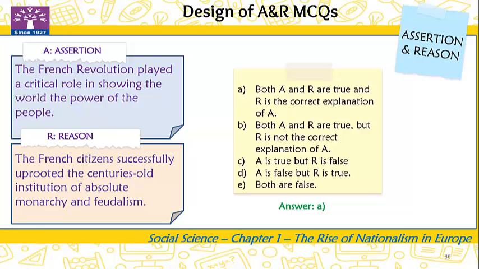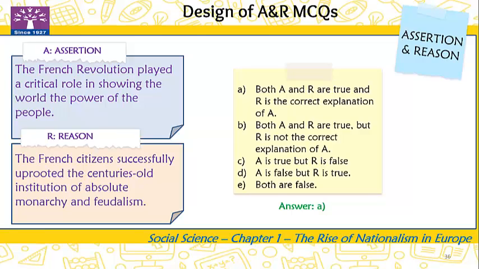So A: the French Revolution played a critical role in showing the world the power of the people. And R: the French citizens successfully uprooted the centuries-old institution of absolute monarchy and feudalism. The answer is A, but why is the answer A? For over 100 years, the French royals or monarchs committed a lot of atrocities or torture on the people, just to declare their power over the people. The people were tired of this abuse, and hence they decided to revolt against it.